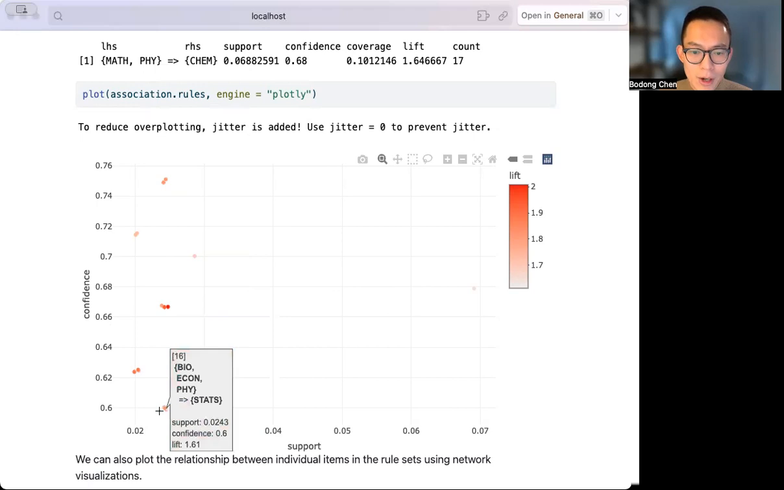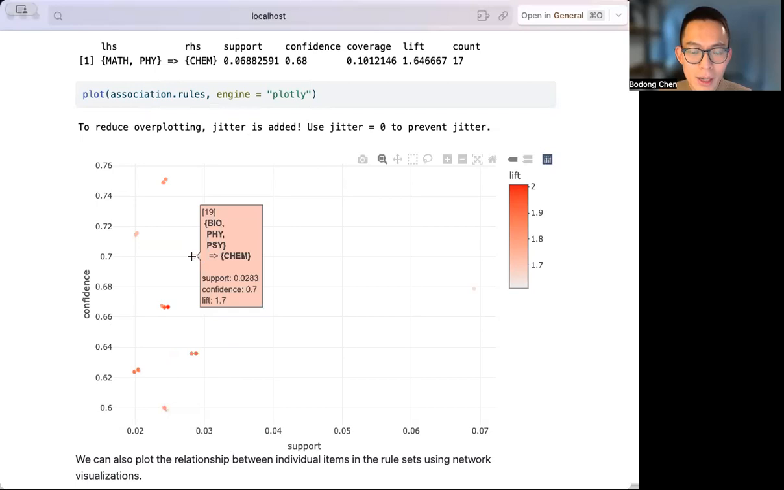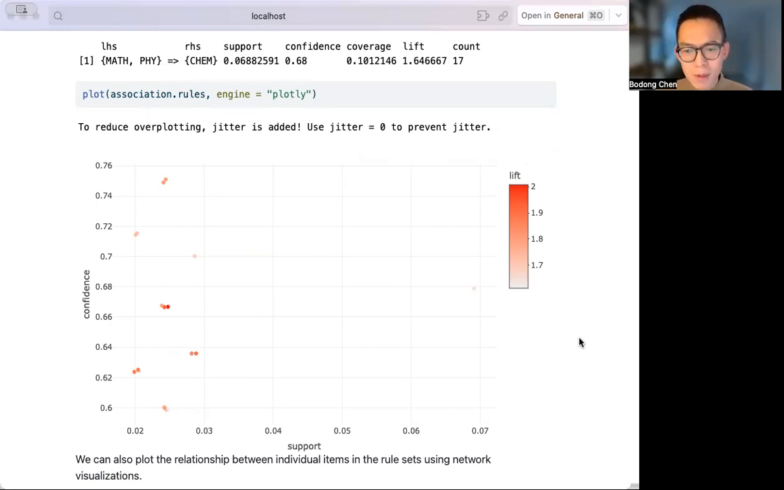Versus here, even though they are identified as frequent item sets, the level of support and confidence is pretty low. Or for some of the items here, the lift is lower compared to the other ones. So you can start to visually and interactively explore those different rules using this visualization.